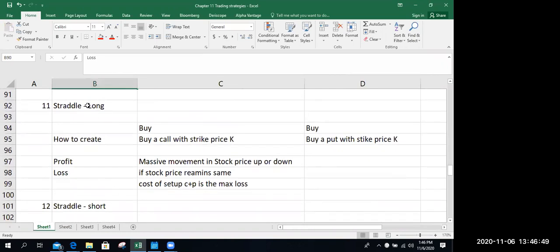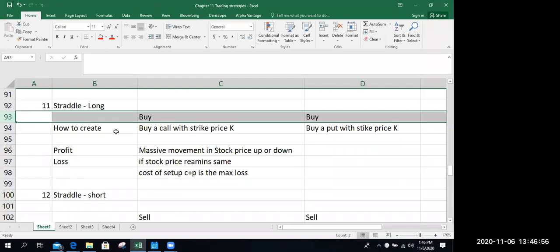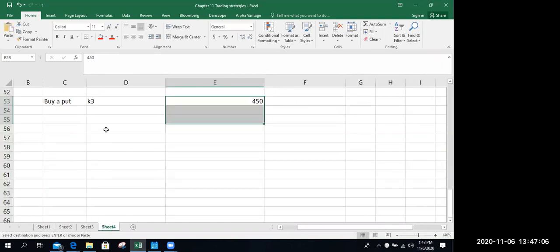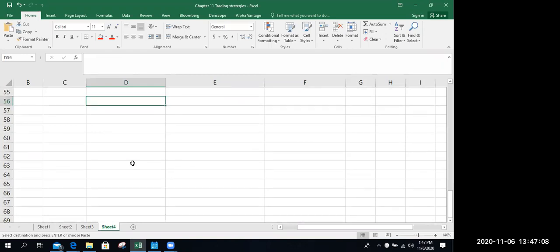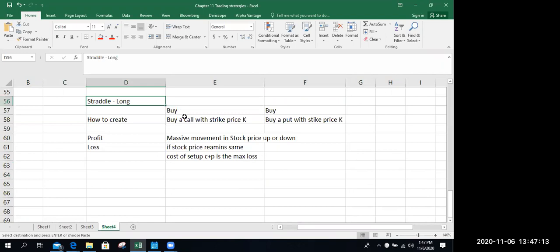Next one is straddle. And straddle is interesting because till now we were only dealing with either puts or calls, right? In a straddle, you buy both a call and a put. So I'll copy this and I'll explain it with the example of Tesla. So what's a straddle? How do you create a straddle? You create a straddle by buying a call with a strike price and buying a put with the same strike price. So let's say 430 is the strike price.